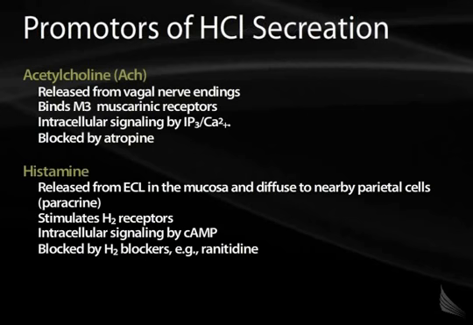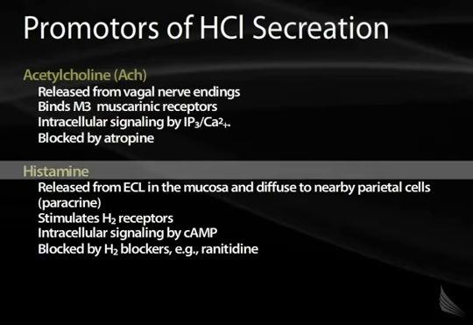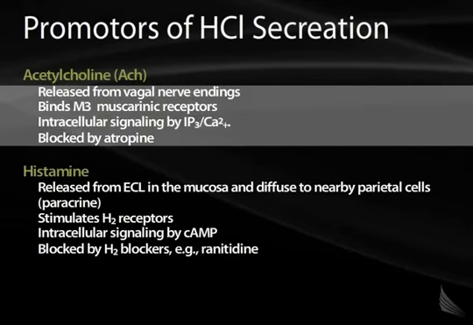Promoters of hydrochloric acid secretion include acetylcholine, histamine, and gastrin. Acetylcholine is released from the vagal nerve endings and binds the M3 muscarinic receptor. It acts by causing intracellular signaling by IP3 and calcium, and is blocked by atropine. It acts via the Gq second messenger system.